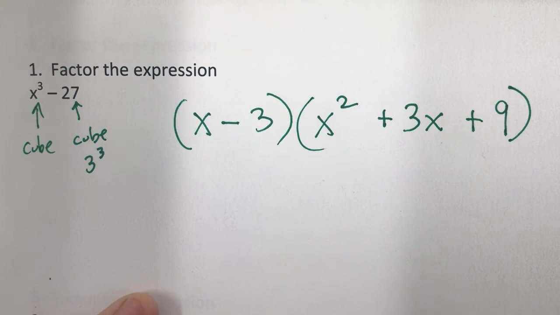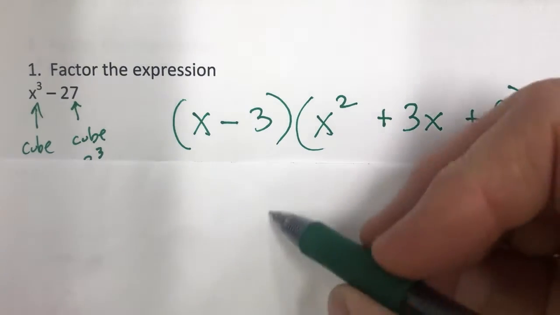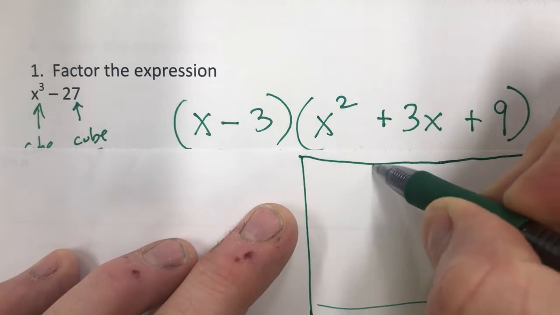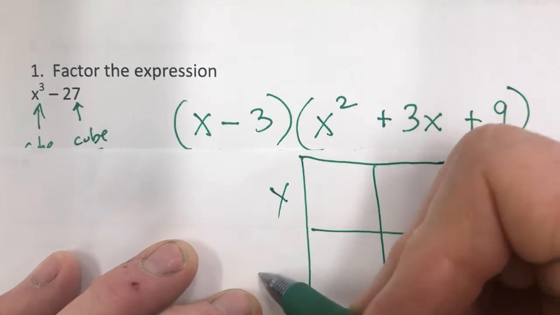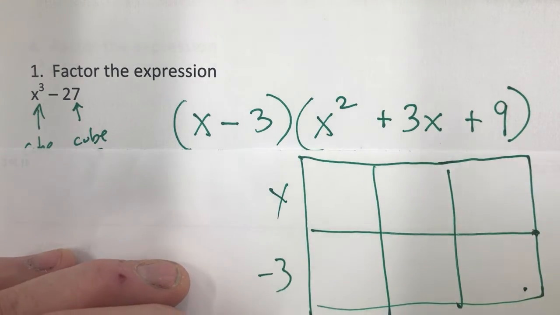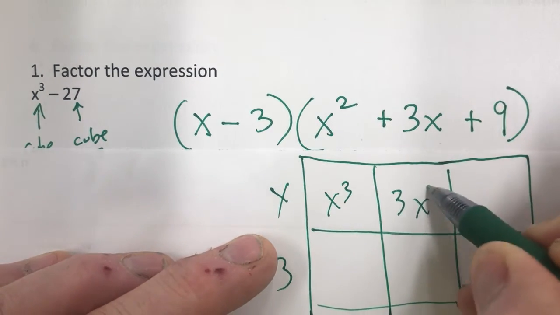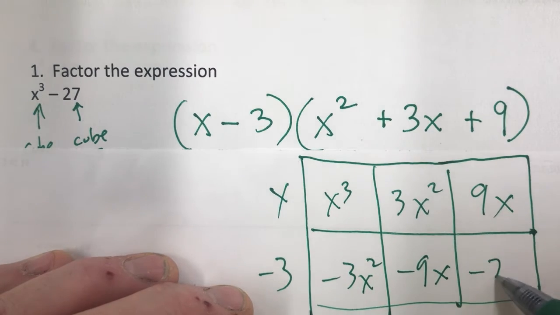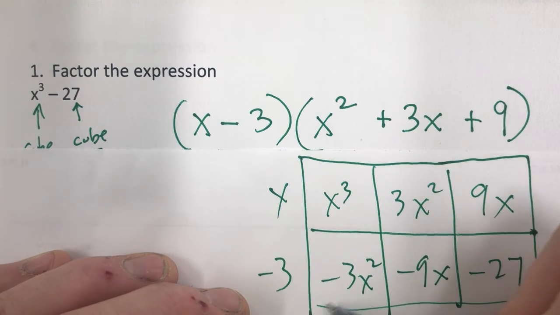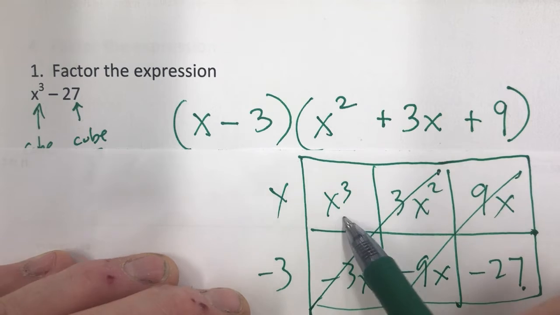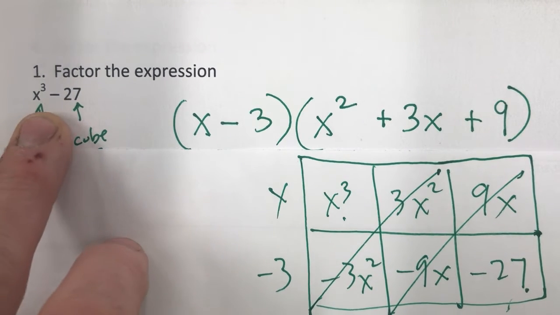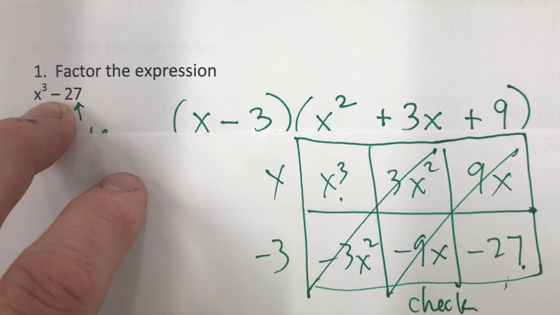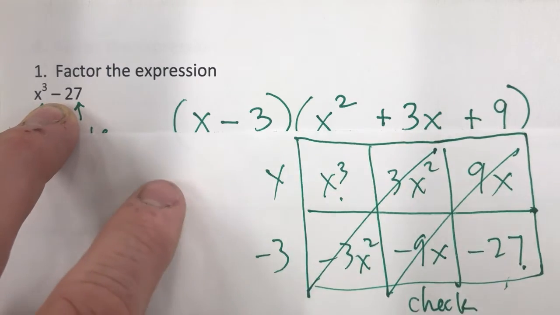Now, after you're finished, you can build a multiplication box underneath this first one. Put this one over to the side, and you can multiply them to make sure you get the right answer. So this would be x to the third, this would be 3x squared, this would be 9x, this is negative 3x squared, this is negative 9x, and this is negative 27. And if you notice, these two right here cancel, these two right here cancel, and I got x to the third, and I got negative 27, which is what I started with. So you can do this just to check your answer, but this is not required to do. There's my answer right there.